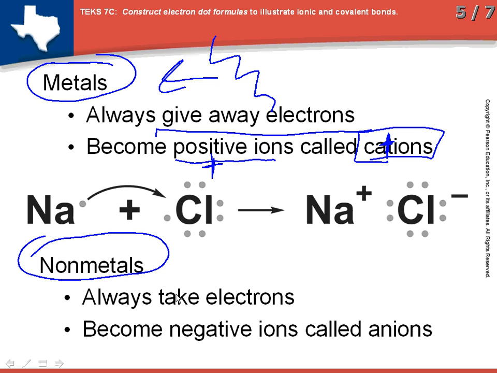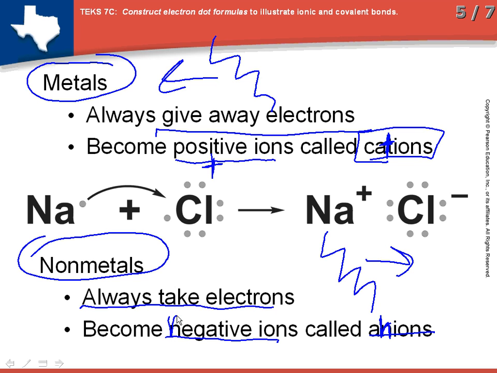Nonmetals, they always take electrons. Everything to the right of the staircase will take away electrons. Chlorine, sulfur, oxygen. And since they're taking away and gaining electrons, they always form negative ions called anions. Remember, anion has an N in it, just like the word negative. Cation has a T because it's positive. Anion has an N because it's negative.